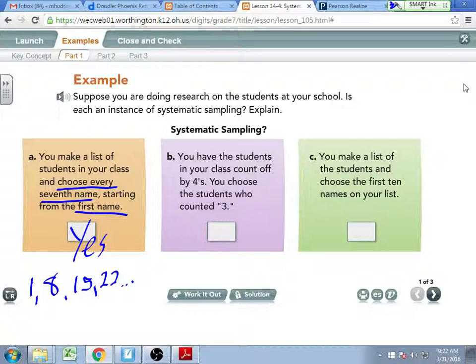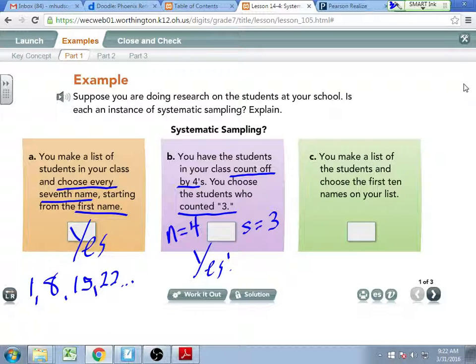So because we counted off by 4s, that tells me that my interval is 4, but I start with the 3. So my start point is 3. So instead of saying 3, 7, 11, 15, you just had them count off. But it is still systematic.